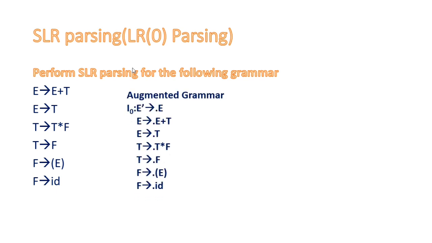E dash tends to dot E. Now you can see here a dot is before E. Since the dot is before a non-terminal E, introduce all the productions of E. So E tends to E plus T and E tends to T. Now in E tends to T, dot is before T, so introduce all the productions of T. So T tends to T star F and T tends to dot F have been introduced. Then dot is before F here, so introduce all the productions of F. F tends to E and F tends to ID have been introduced. So this operation is called the closure operation. Whenever a dot is preceding a non-terminal, then the corresponding productions of the non-terminal have to be included. So this is called the augmented grammar.